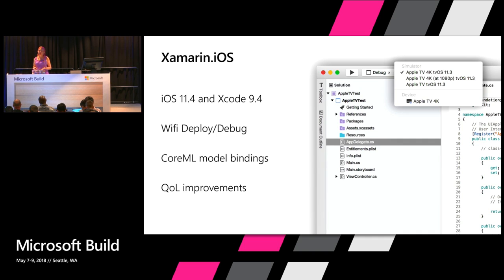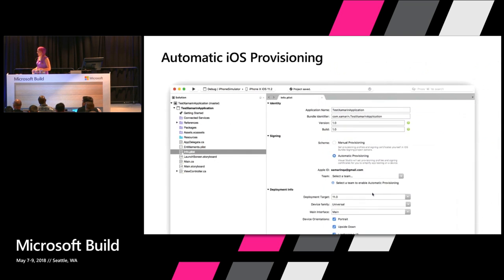It's also great if you're developing for iPhone or iOS and you have devices attached to the accessory port. For those of you who are doing AI development, we added support for CoreML models. If you add one of those to your project, we can automatically generate C# bindings to that model so you can use it from C#. We also have a whole bunch of little quality of life improvements all throughout the iOS experience.